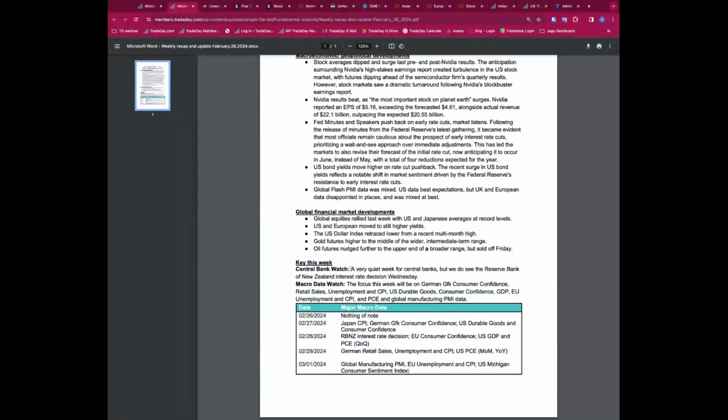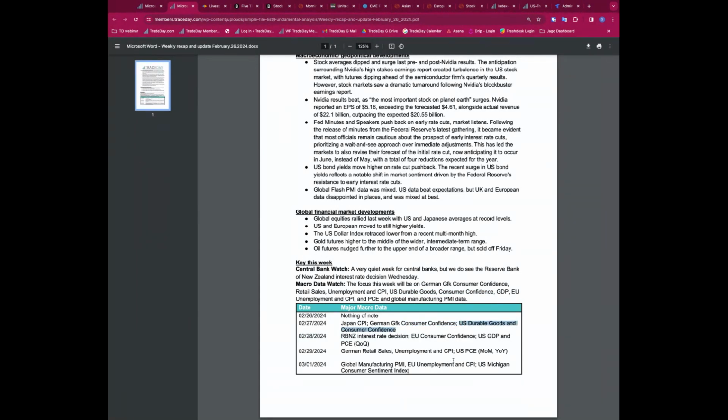What have we got coming this week? Well, very, very quiet. We're looking at Fed speakers as ever. The only major or significant, not even that major really, but significant central bank in play is the Reserve Bank of New Zealand interest rate decision that we get on Wednesday. And then the main US focus is going to be durable goods and consumer confidence data. So we get the US durable goods and consumer confidence data tomorrow on Tuesday.